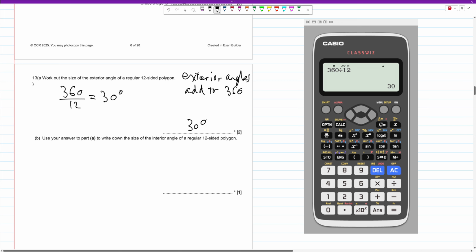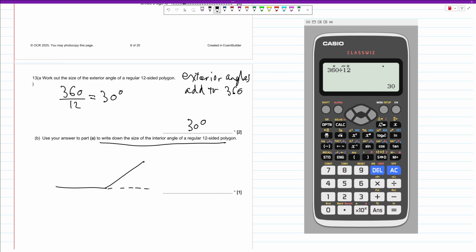Okay, use your answer to part A to write down the size of an interior angle. Well, if I've got an exterior angle of 30 degrees, that means the interior angle, we first have to remember that angles on a straight line will add up to 180. So 180, take away 30 is 150.